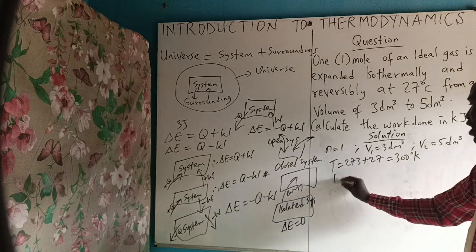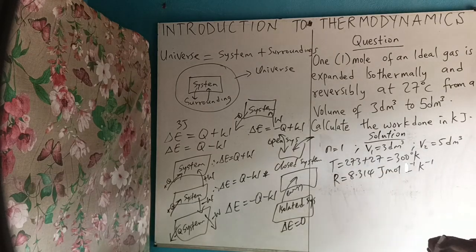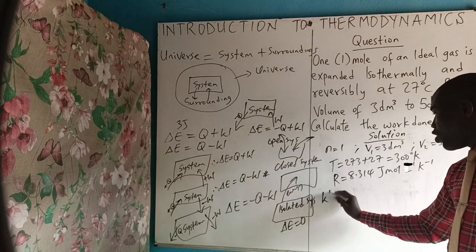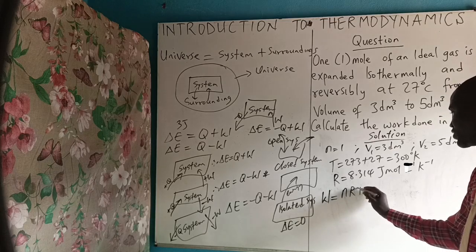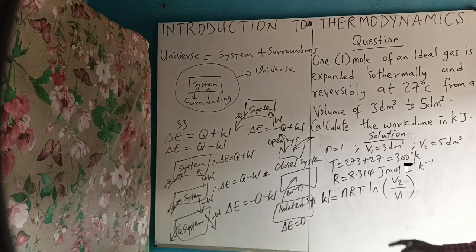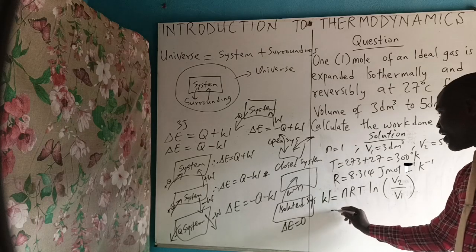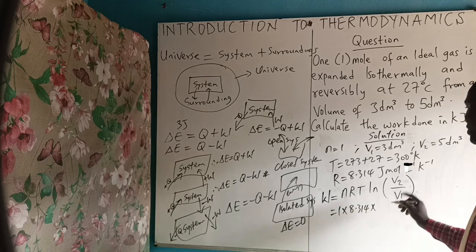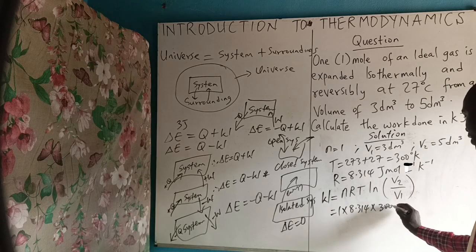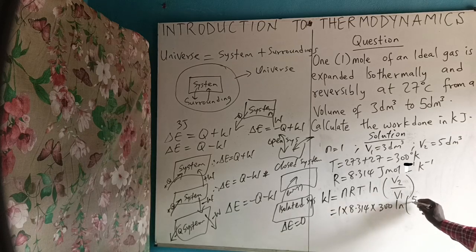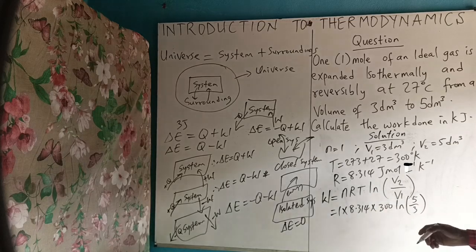Having noted this, you now have to recall that work done is equal to nRT ln V2 over V1. You have to note this formula. Yes, we are asked to calculate it. What is your n? 1 times R, 8.314 times T. T is 300 ln V2 is 5 all over 3.